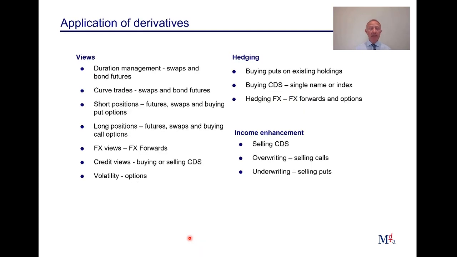So we've looked at a whole range of contracts and we've talked about a number of different things that we can do with them. In summary, we can use derivatives to take views. Is the market going to rise? Is it going to fall? Perhaps is it going to become more volatile? We can use derivatives to hedge against market movements. And we can also use derivatives to actually enhance income. For example, by selling CDS contracts or by selling or writing call or put options.